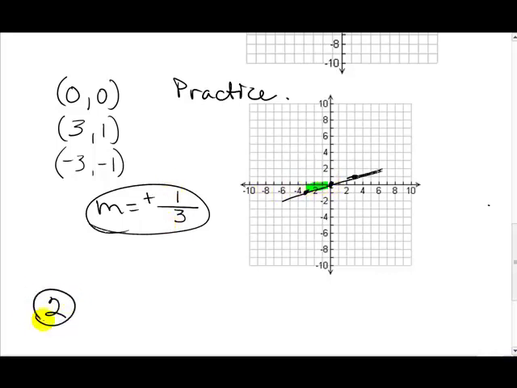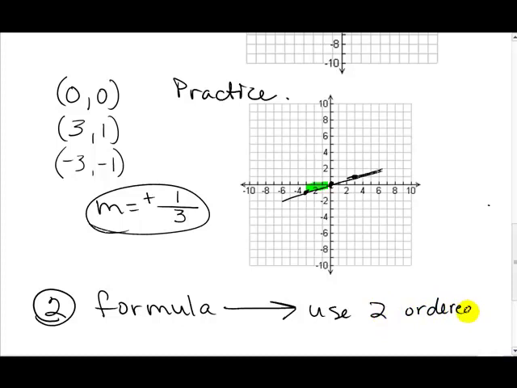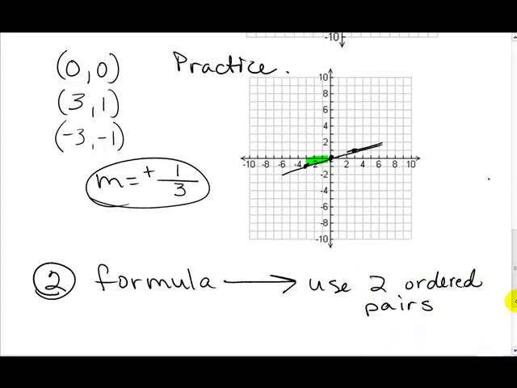A second way that we're going to look at slope is with a formula. And the formula, we're going to use 2 ordered pairs. The rise over the run, we use the triangle.